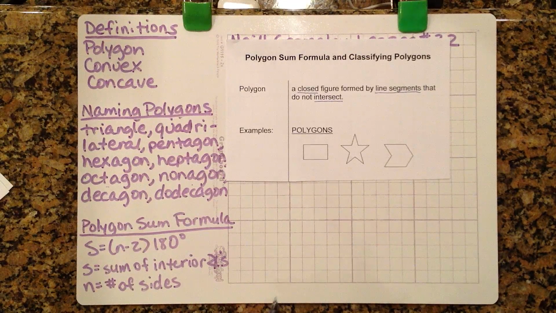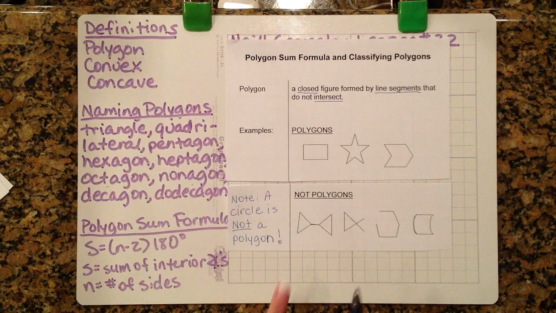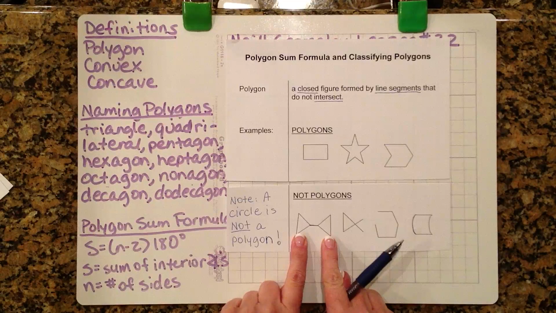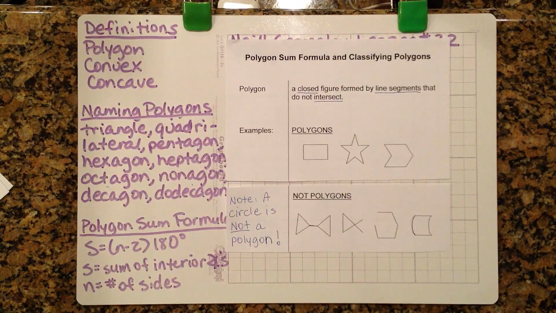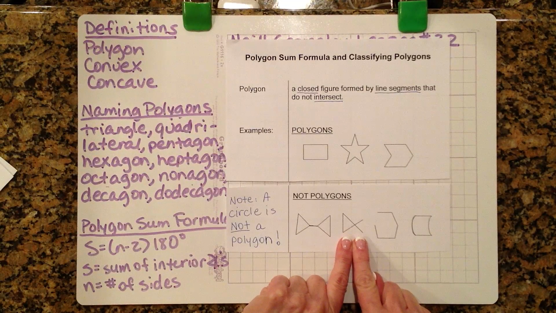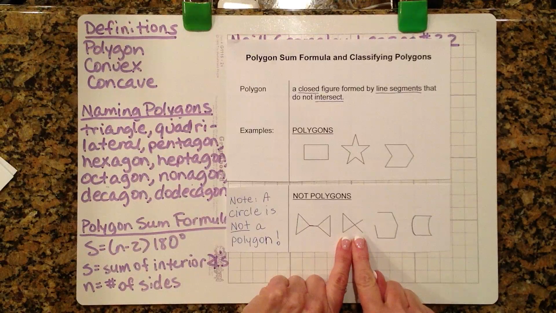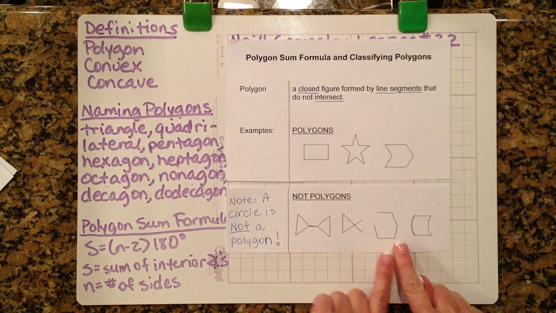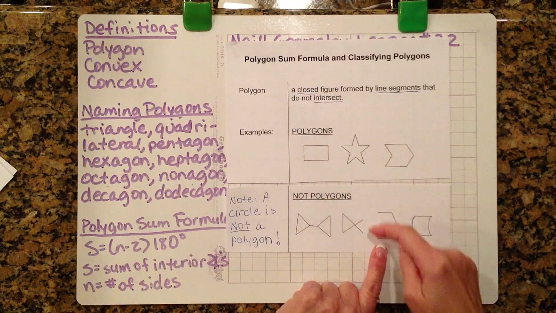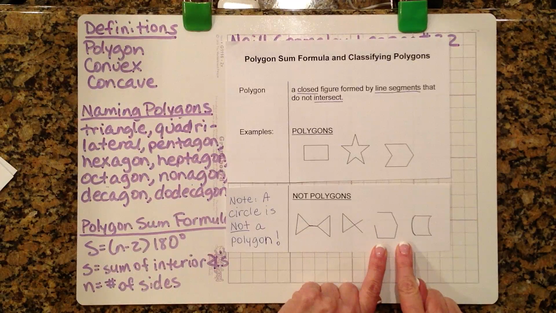Let me show you some examples that are not polygons. Okay, right here you've got two separate figures. This is not closed, so this is not a polygon. Okay, this example is not a polygon. Why? Because you see an intersection of the line segments. Okay, this is not a polygon because it's not closed. I can walk right inside there. So that is not a polygon.